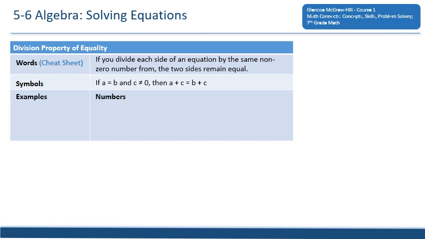For examples, in numbers, if 8 equals 8, I can divide both sides by 2, and it will remain equal. So 4 equals 4. In algebra, 2x equals negative 6. If those two sides are equal, I can divide the 2 out of both sides, and I find out that x equals negative 3. And it's still equal.